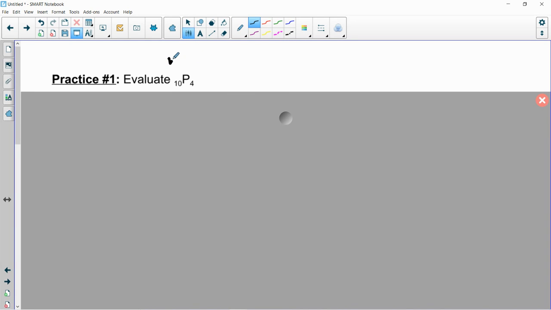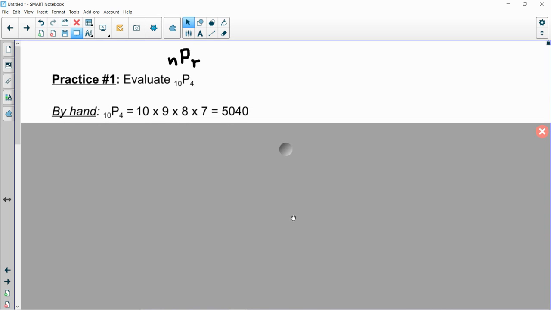On the left is n, lowercase n. Then we have our P, and then on the right, lowercase r. When n and r are not equal, n is the number we start with. So we're going to have 10 times 9 times 8, and we're going to stop writing the numbers when we have 4 of them. So if we were to write 10P4 out by hand, we're going to multiply together 10 times 9 times 8 times 7. That's 5,040.